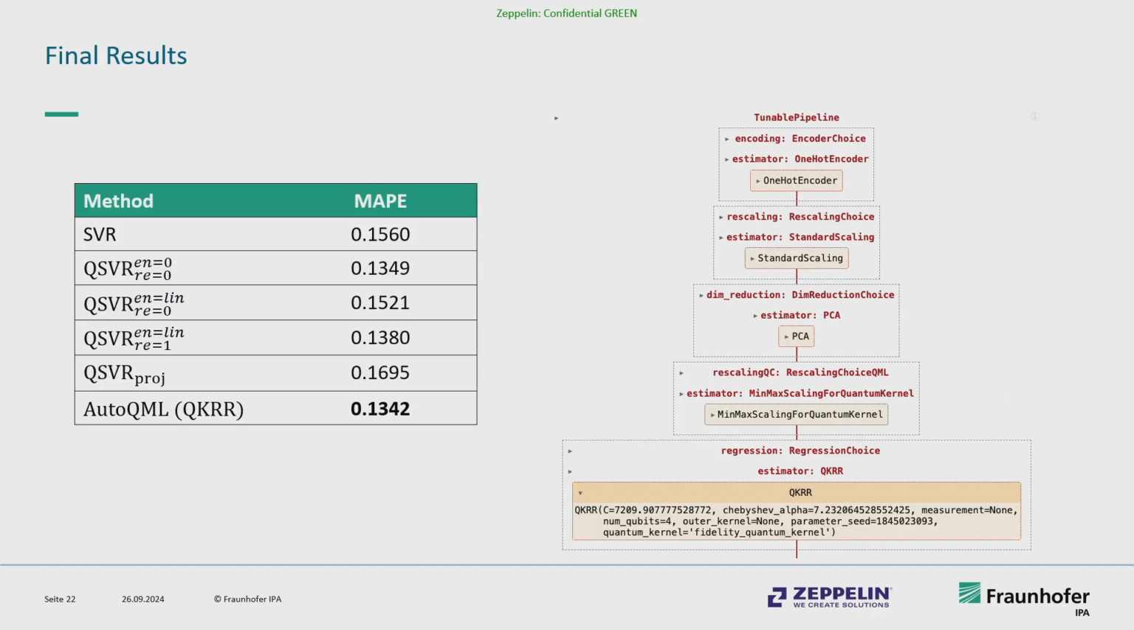And the results are depicted here. For me, it was a big surprise that AutoQML yielded the best result out of this. This was a run that took 10 minutes. You can see smaller values are better, and it's slightly better than a manual implementation of a QSVR, but it is better. On the right side, you can see the pipeline of the AutoQML: the encoding, the scaling, the dimensionality reduction, and at the bottom there is the method choice. In this case, QKRR gave us the best overall result, and that's why the AutoQML picked it.